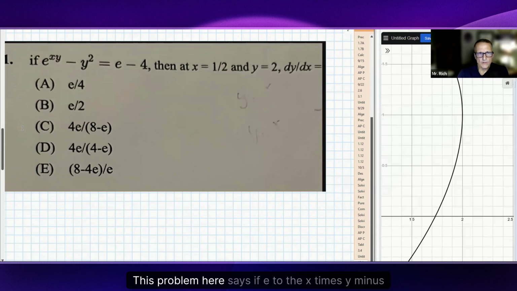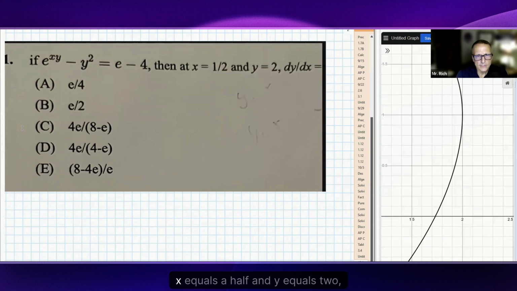This problem here says, if e to the xy minus y squared is equal to e minus 4, then at x equals 1/2 and y equals 2, what's dy/dx equal to? All right, let's do this.